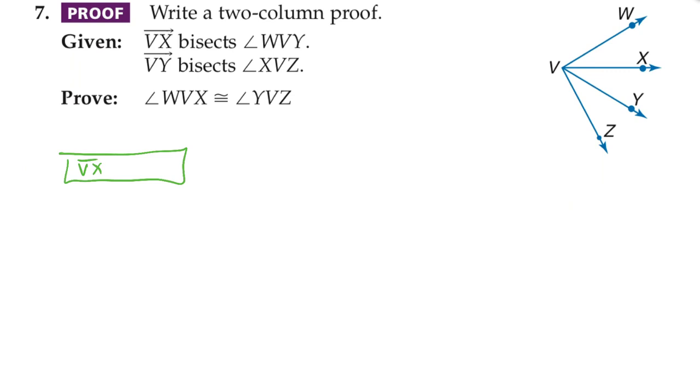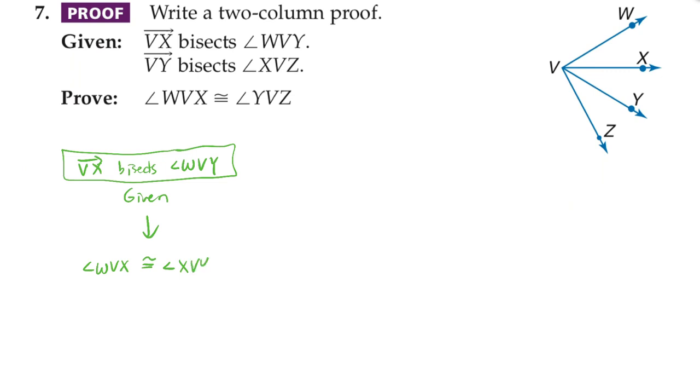Vx bisects. Whoops, let's erase that frame. I should write the words first. Angle WVY, okay? And that was given to us. Now, what does that tell us? What does bisect tell us? Well, bisect, to cut, it cuts it into two congruent parts. So that tells us that angle WVX is congruent to XVY. Okay, and how did we get from the word bisects to that? Well, that's the very definition of bisects.